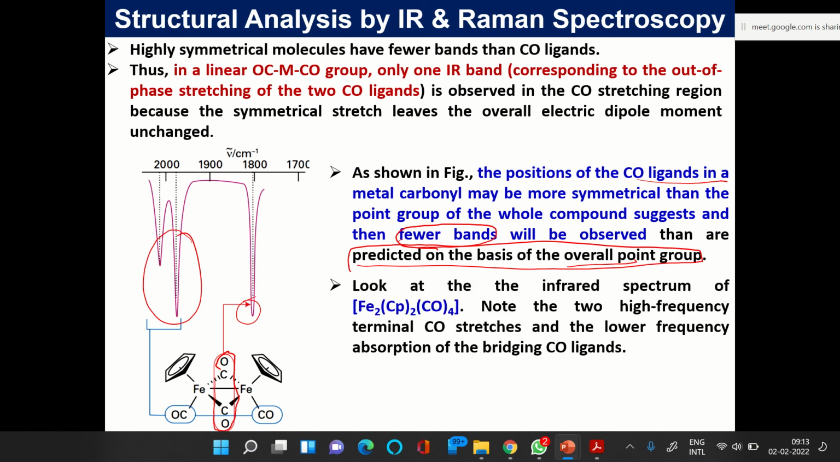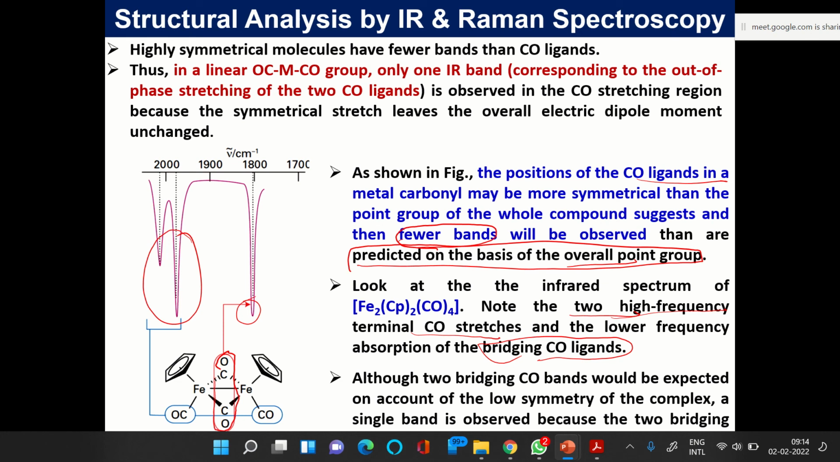This is a classic case of cyclopentadienyl iron carbonyl, Fe2Cp2(CO)4. The two terminal CO stretches show two frequencies on the higher side, and the bridging CO ligands show only one peak, because the two bridging ligands are collinear. That's why this is happening.